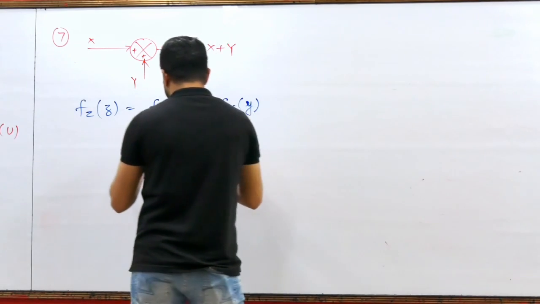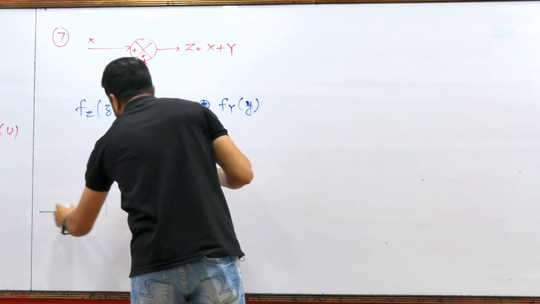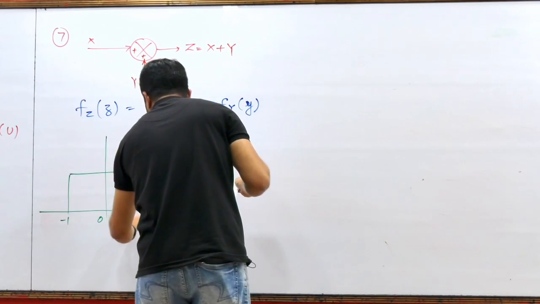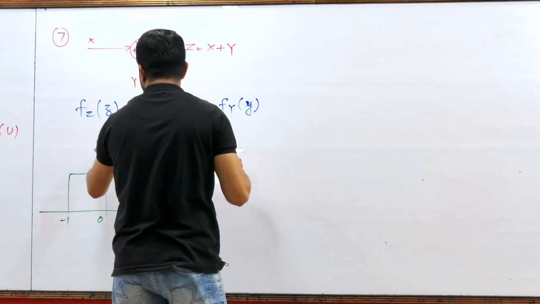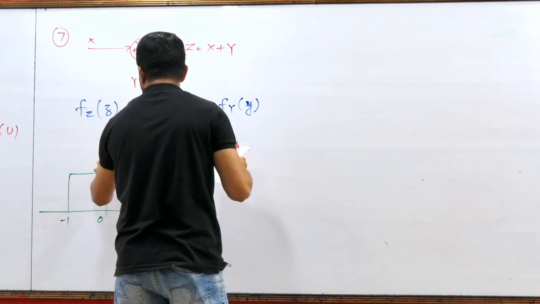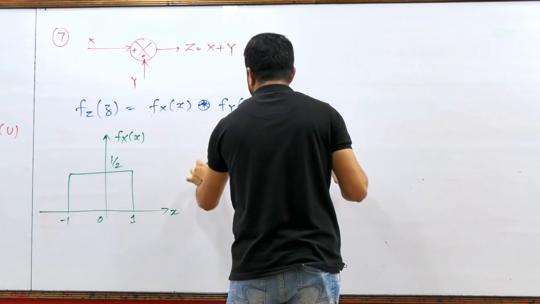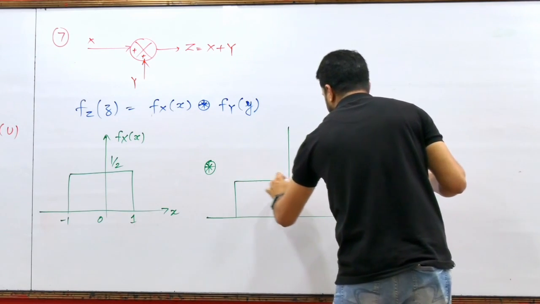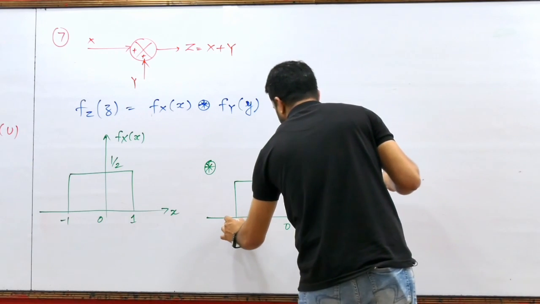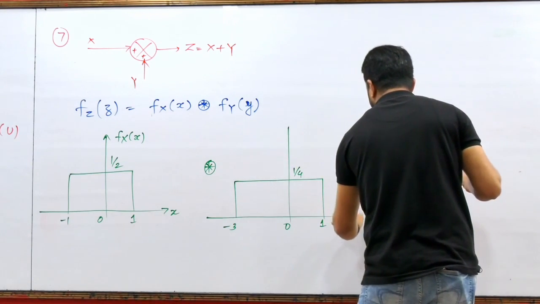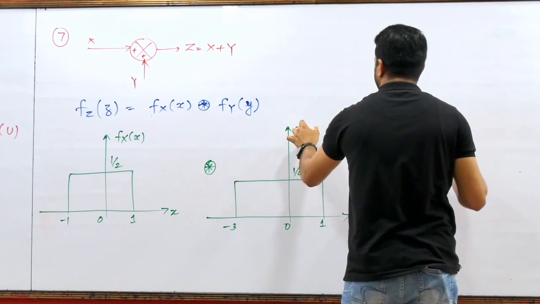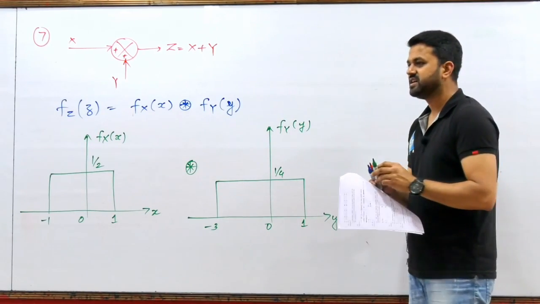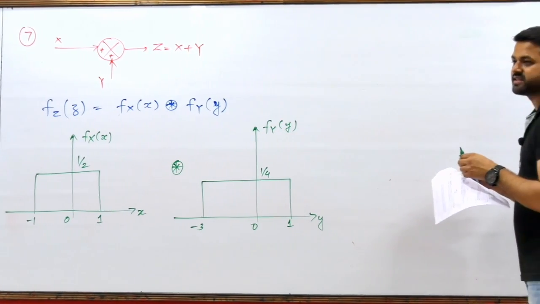Here it is given that these two are uniformly distributed, one between -1 to 1, so the height will be 1 by 2, convolved with the other between -3 to 1, so that height will be 1 by 4. The heights are 1 by 2 and 1 by 4 because the area should be 1, as we have discussed. So the answer is 1 by 4, Ketan is getting.